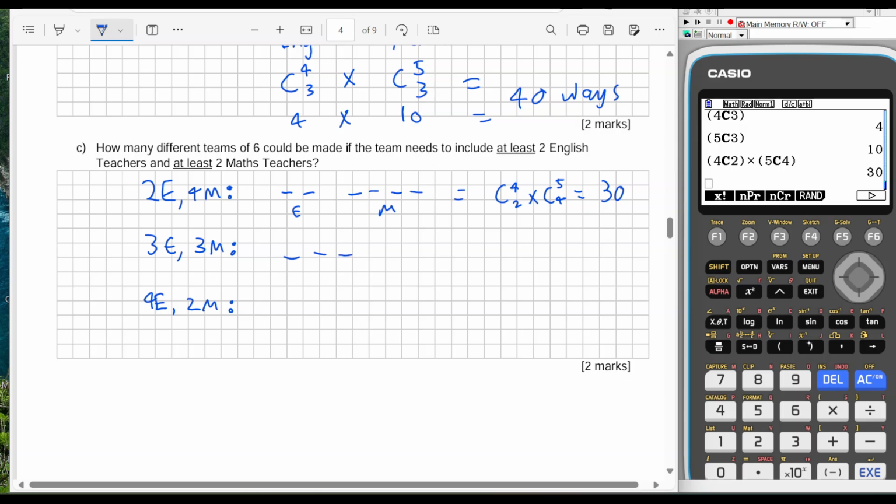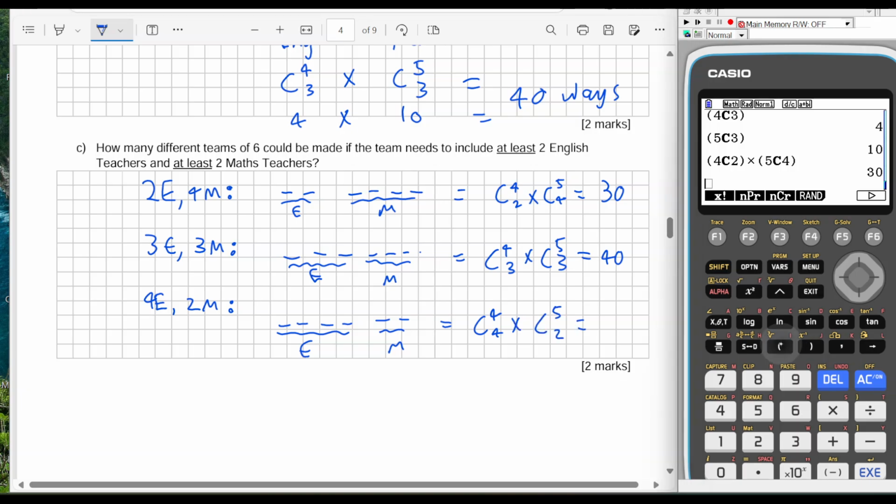Now, this is 3 English teachers and 3 maths teachers. So this is actually the same as the one we did before, C4,3 and C5,3, which is 40 ways. And then we've got 4 English and 2 maths teachers. So 1, 2, 3, 4 English teachers and 2 maths teachers. So this is C4,4 and C5,2. And we can work that out: 4C4 and 5C2.